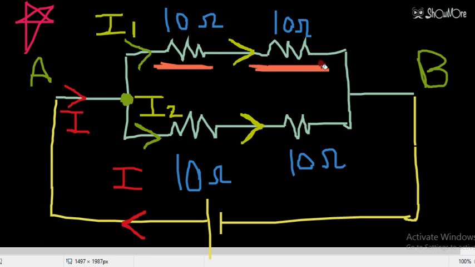You can check with the left right hand method also, or you can simply see that when the same current is flowing through the two resistances, then we say the resistances are in series. So here the above two are in series, the below two are also in series. First of all we have to combine these series combination resistances. So now I am erasing this diagram.